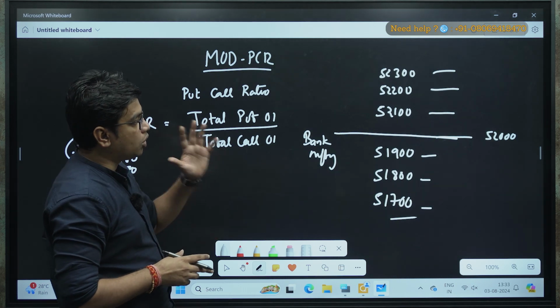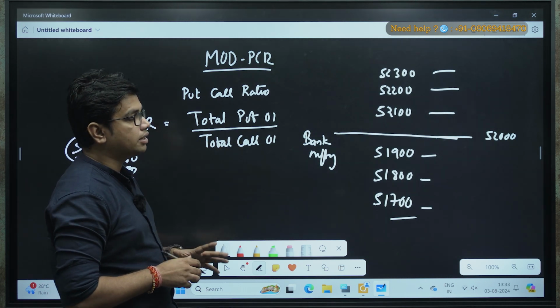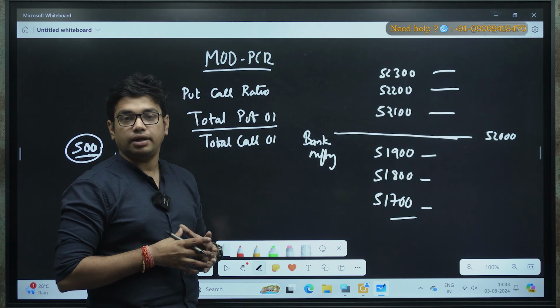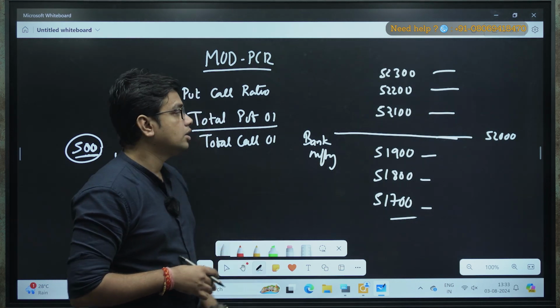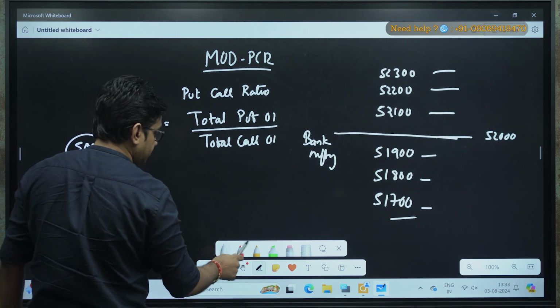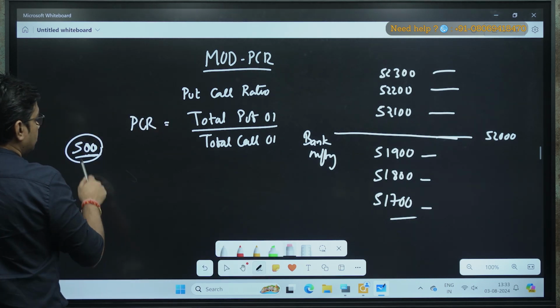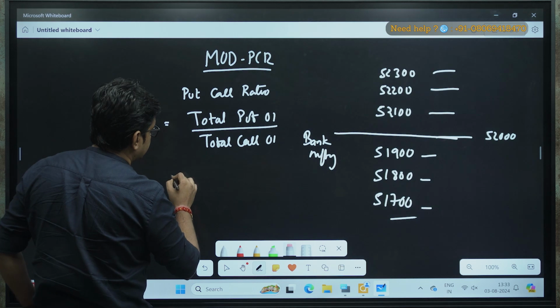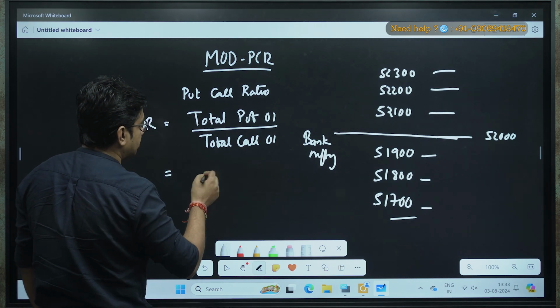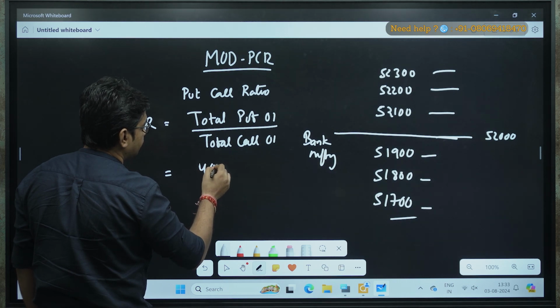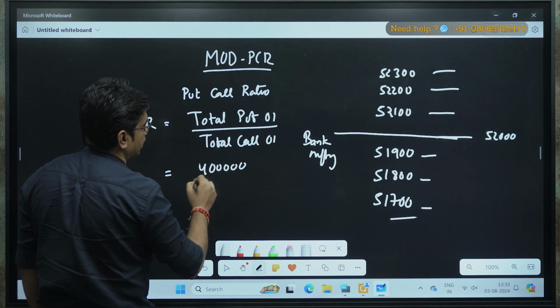But now, according to that data, we will calculate the sentiment of the market, in which direction the market can go. So here I can see the total put OI. Let's just say total put OI, just as an example, is around 4 lakh.